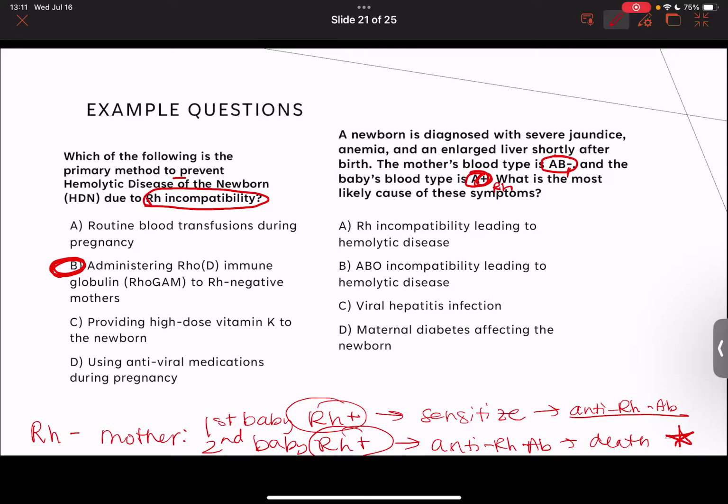Is it because of ABO incompatibility? No, the A doesn't look weird to her. Is it because of Rh incompatibility? Yes. Is it because of viral hepatitis or maternal diabetes? No, doesn't relate to this. This is quite clearly due to that Rh incompatibility. So this is a scenario where the baby was diagnosed with jaundice, severe anemia, and enlarged liver as a result of the mother's antibodies attacking the body of the newborn. This is often deadly, but we can treat this after birth if we catch it soon enough and act quickly enough.